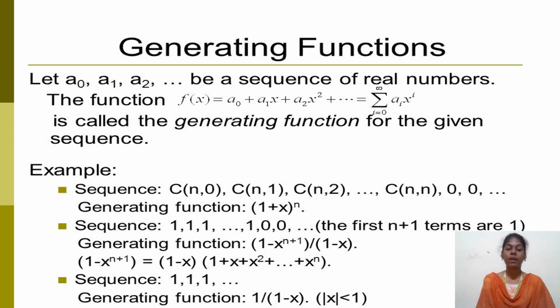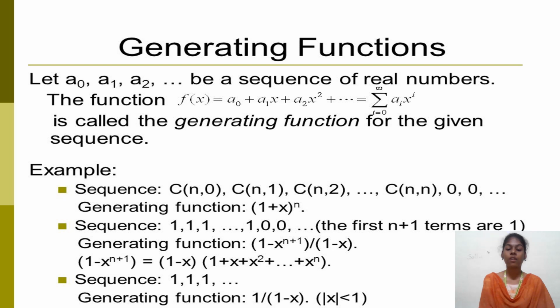Let a0, a1, a2 and so on be a sequence of real numbers. The function f(x) = a0 + a1 x + a2 x^2 + ... = summation i = 0 to infinity of ai x^i is called the generating function for the given sequence. Examples: the sequence C(n,0), C(n,1), C(n,2), and so on, C(n,n).